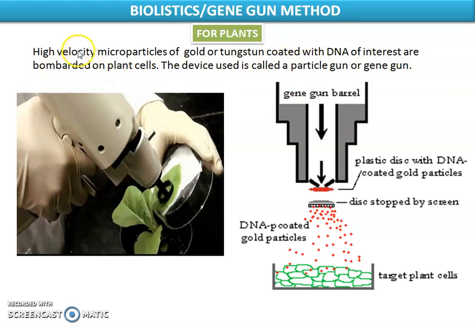It is shot because it is high velocity, so we use the word bombarded here. So through the barrel, through the disc pores, the particles go and hit the cells. It creates pores on the cell wall and the membrane, of course, but the particles of gold and tungsten stay out. DNA passes through the pore into the cell. So that is how you get a target plant cells changed, its genetic makeup changed with your gene of interest. So you raise genetically modified plants through such methods.